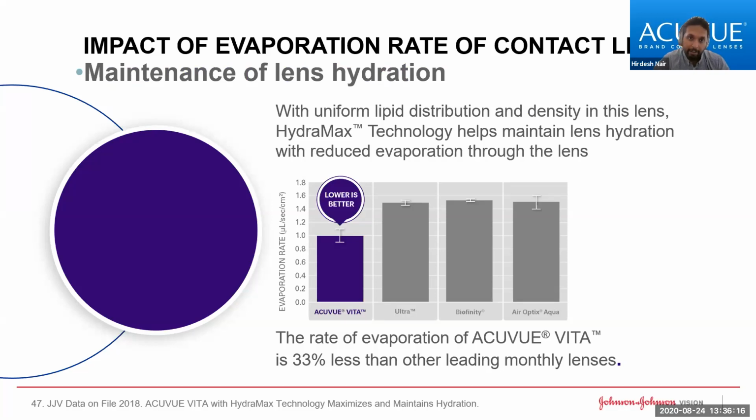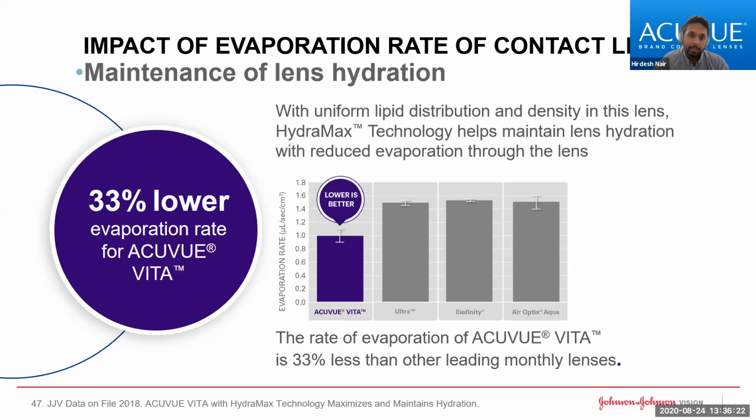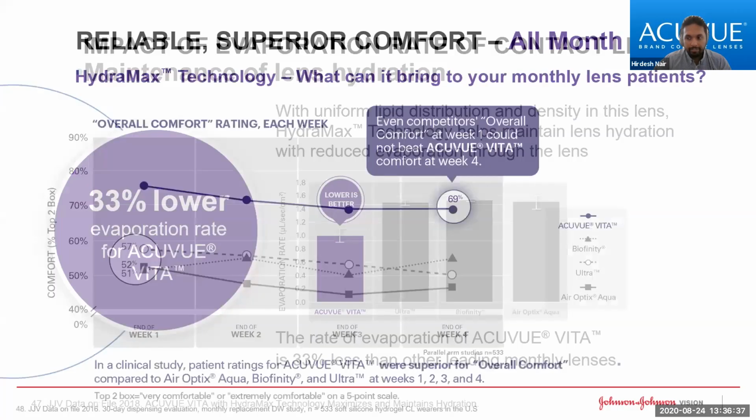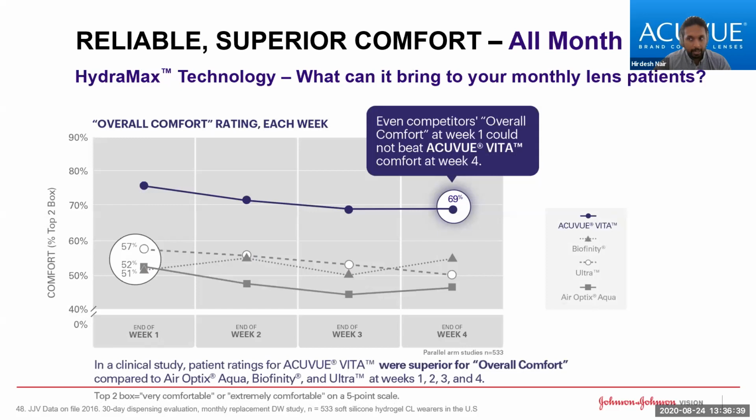So number one, if you have more lipids, it simply means you will have less evaporation. In fact, when we have done our lab testing, we found that we have 33% less evaporation versus the other lenses. So it's lab tested and found to be true. The other point that I'd like to talk about is the fact that we've tested it with patients. So not only in the lab, we've actually taken it and put it on patients' eyes.